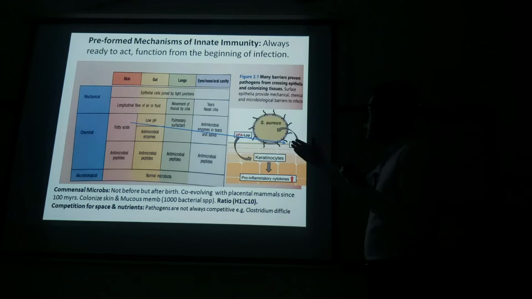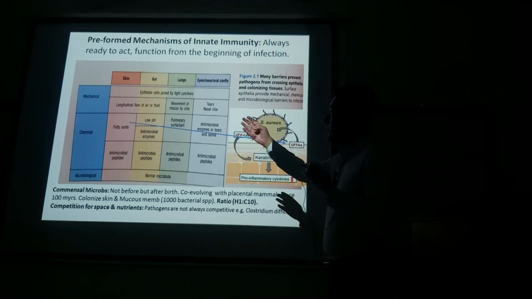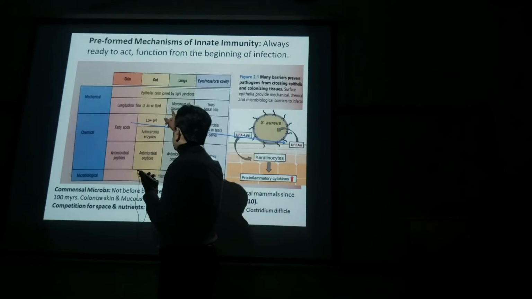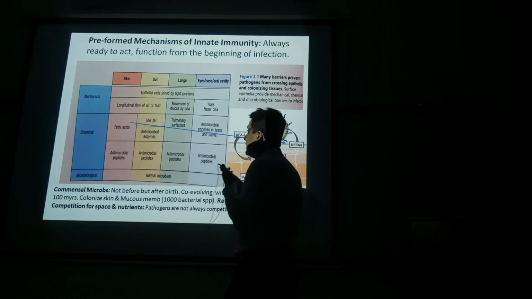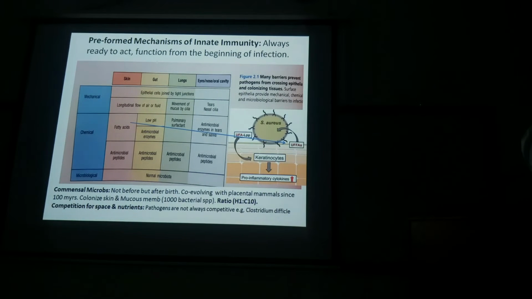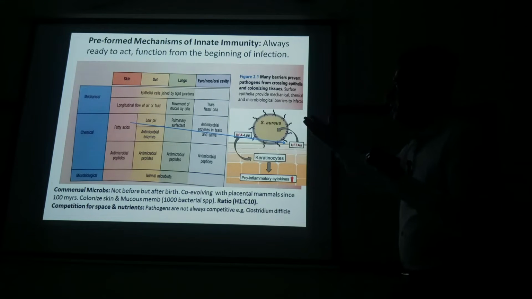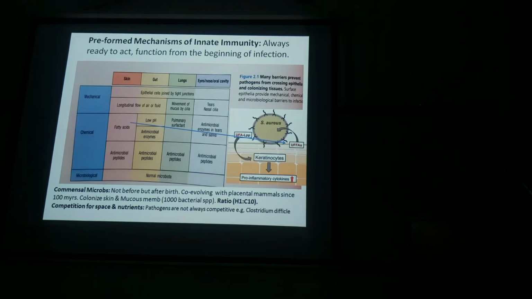For instance, if you look at this column, you can see the first one, the skin, gut, and lungs all have epithelial cells that are joined by tight junctions. If the cells are joined by tight junctions, it means the cells would not allow the pathogens or the microbes to enter through the junctions into the body. Because if the skin barrier is crossed, the pathogen is going to cause infection.